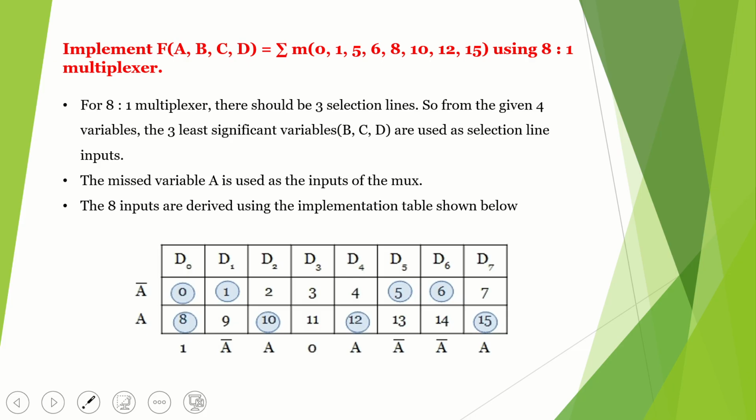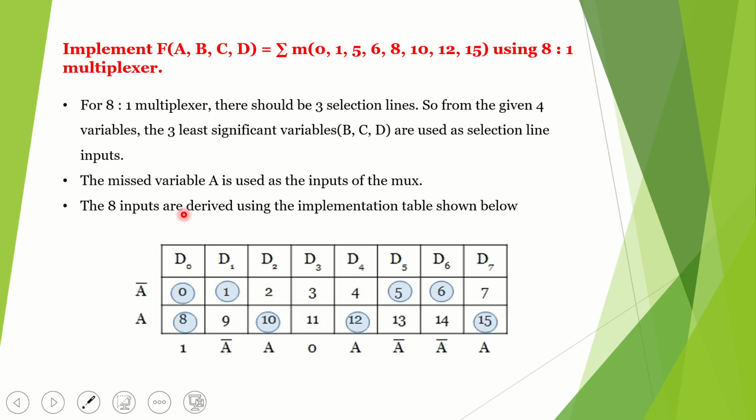So type 2, I once again remind you, is that even though n variables are present, the selection lines for the mux are fewer than the variables. For an 8:1 mux, we only need 3 selection lines. So even though there are 4 variables, we only use 3 selection lines. B, C and D are taken for the selection lines, and A goes to the input.